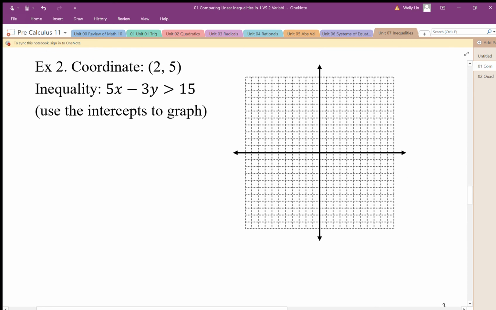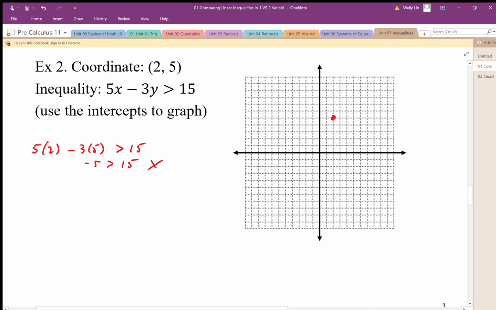So here let's test this coordinate. 2 and 5: x is 2, y is 5. It's going to be 2, 5 right about there. I plug it into my inequality. I get 10 minus 15 is -5, bigger than 15. No, that doesn't work. So that is not part of my solution set.